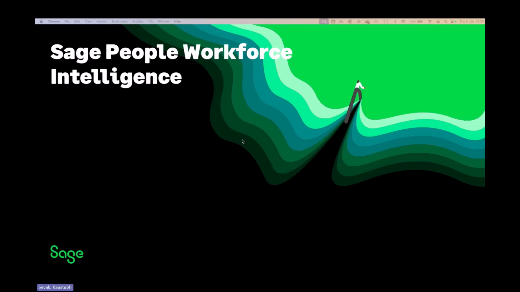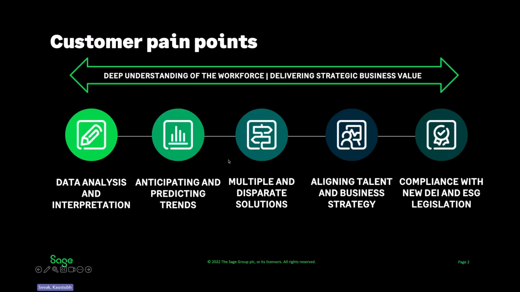Okay. So first and foremost, why did we go down the route of Sage People Workforce Intelligence, why is it that we decided to bring this offering to the market? So as you know, with Sage People, we are a very configurable solution, and most of the businesses that we work with, they're complex, mid-sized complex organizations, in a lot of cases, multinational entities.